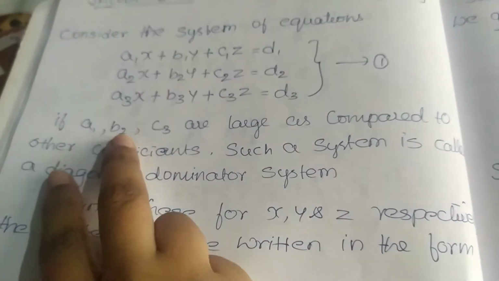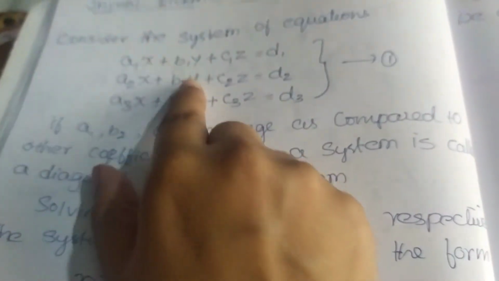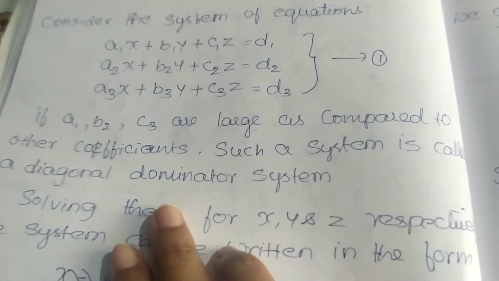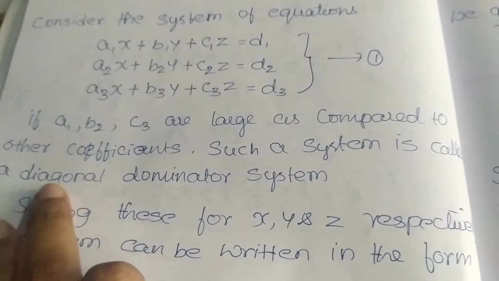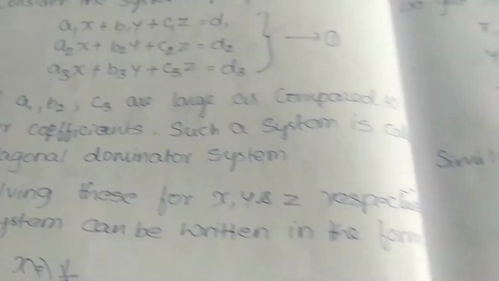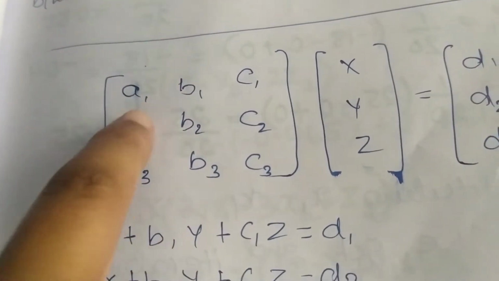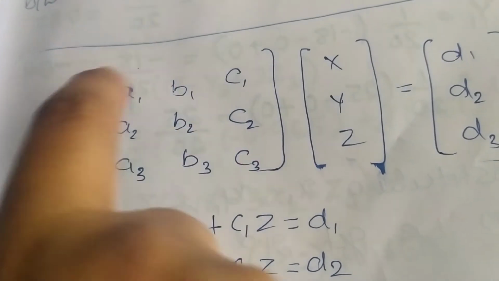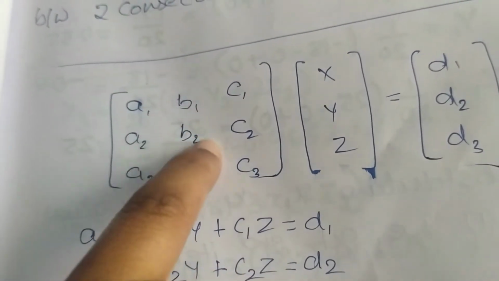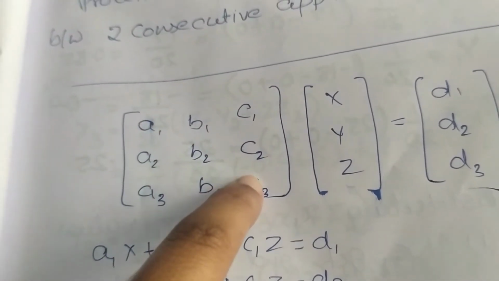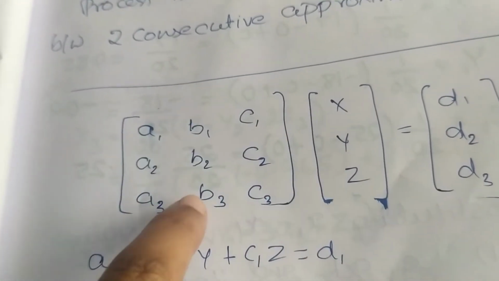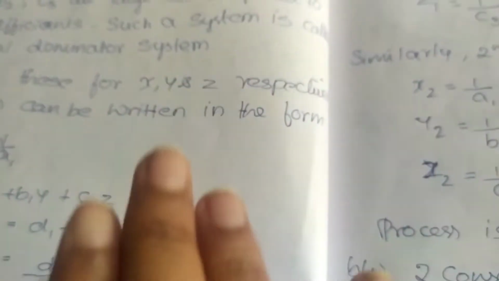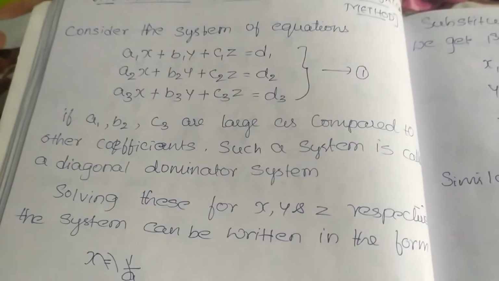Now if a1, b2 and c3 are large as compared to other coefficients, such a system is called a diagonally dominant system. That is, in this square matrix, a1, b2 and c3 are the diagonal values. If these values are greater than the other values, then it is called diagonally dominant, and we perform this iteration on this type of matrices.